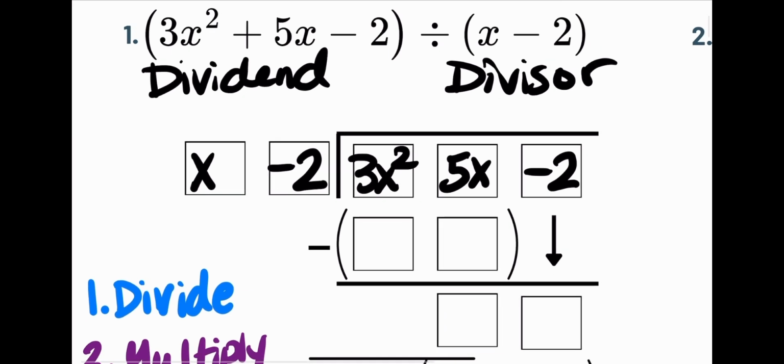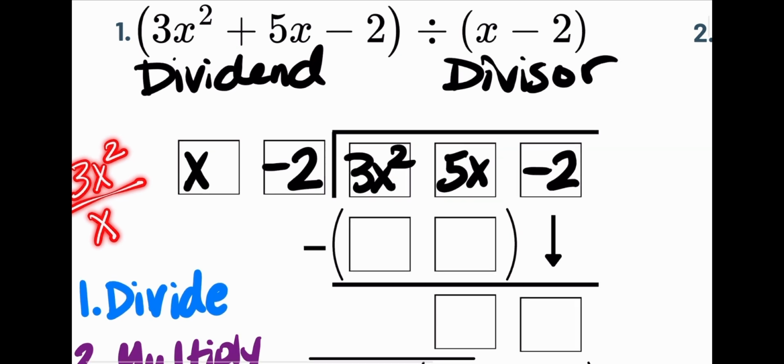Okay, so now we're going to go ahead and divide. Now, when we are dividing, we are thinking about the quotient rule. So the first thing that we are going to divide is we are dividing 3x squared by x. So 3x squared divided by x. Okay, the only coefficient we have is 3. So we have 3 divided by 1. 3 over 1 is just 3.